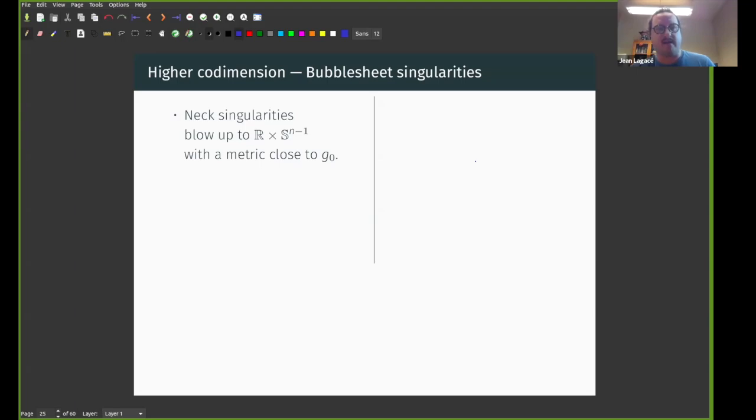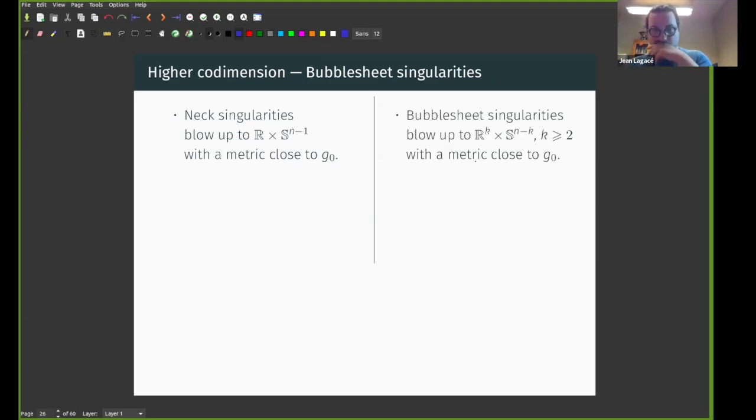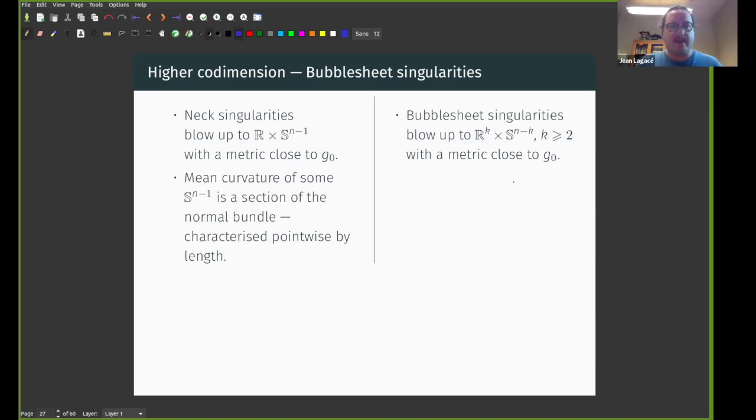So neck singularities blow up to R cross S^(n-1) with a metric close to g_0, whereas bubble-sheet singularities will blow up to R^k cross S^(n-k) with a metric close to g_0 with k strictly greater than 2. Technically, the proofs I will provide today also work for k equals 1, but it's just not new in this case. And now, how do I interpret mean curvature?